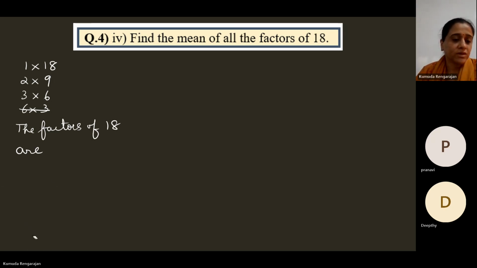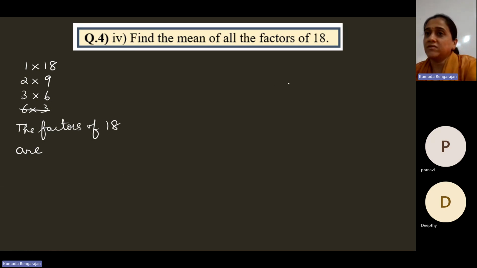So what did I say? Start from the tables of 1. 1 into 18 is 18. 2 into 9 is 18. Tables of 3, 3 into 6. 4 tables, not divisible. 5 tables, no. 6 tables, 6 threes are 18. Stop when it happens like this.